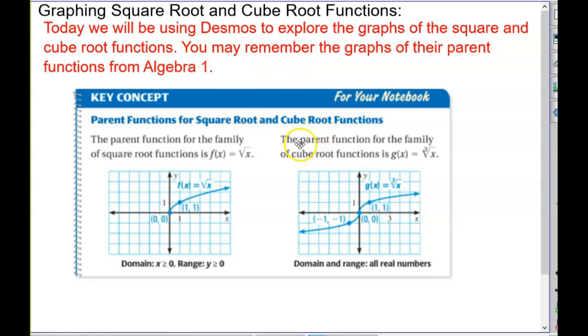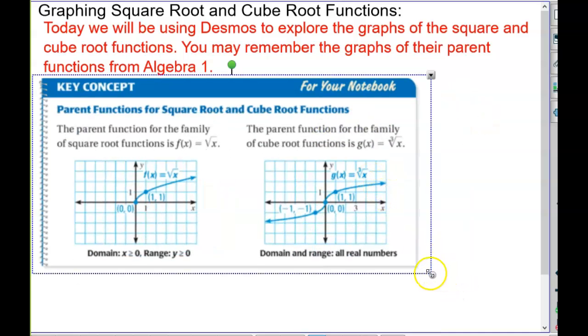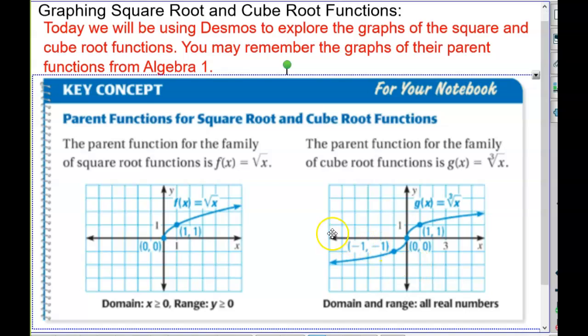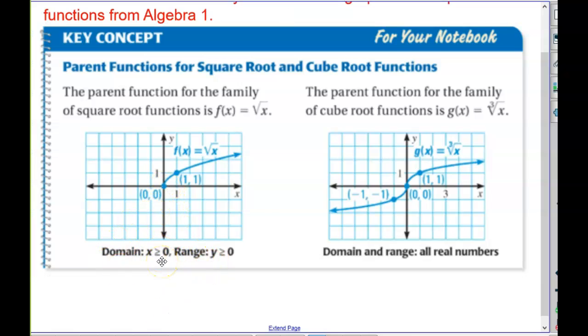You may remember these graphs from Algebra 1. So I'm just going to show this to you quick, but you're going to actually explore why and how it all works. So when we say square root, its function has a domain and range. We're not going to do a lot with domain and range. It's something we're going to skip. You'll hit more domain and range next year.